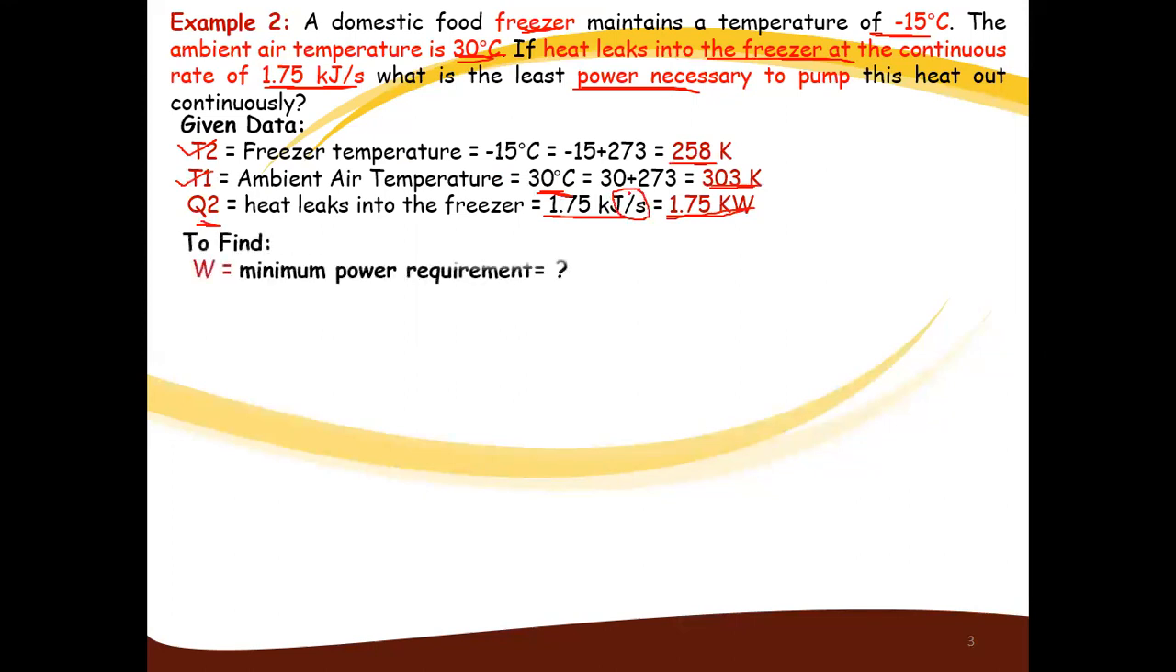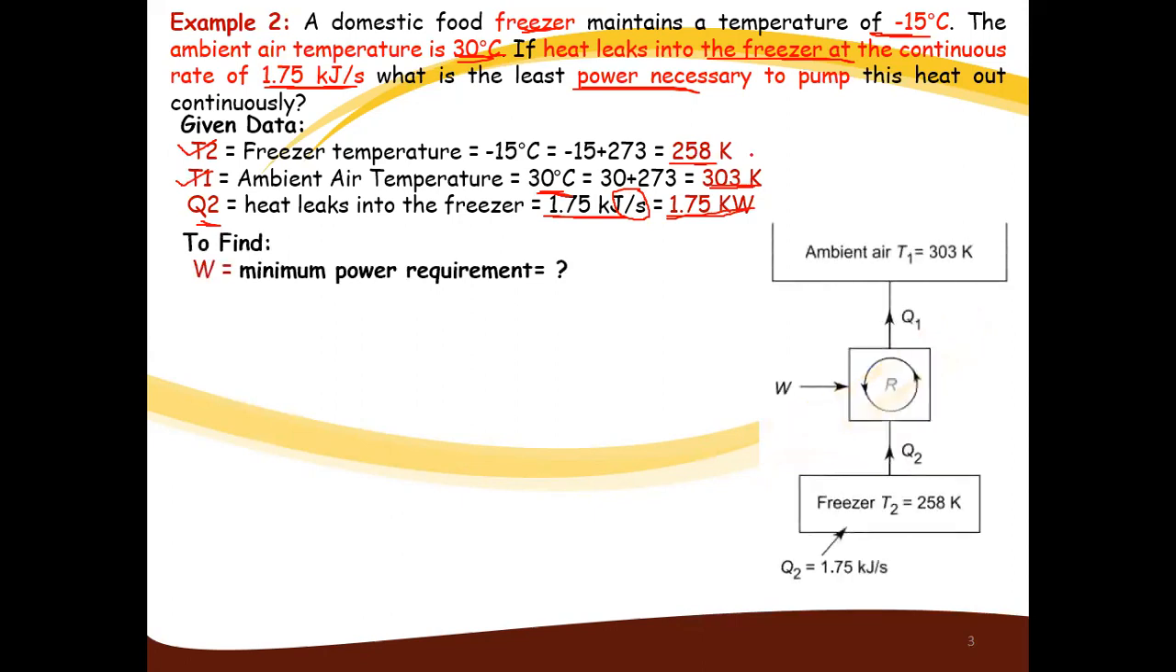So we have to find out the minimum power requirement, that is the W. Now we have a diagram. We have ambient temperature T1, that is 303. We have freezer temperature, that is T2, 258. Now the heat leakage into the freezer is given as 1.75 kJ per second, that is 1.75 kilowatt. Here the freezer is there, so there we have a refrigerator.